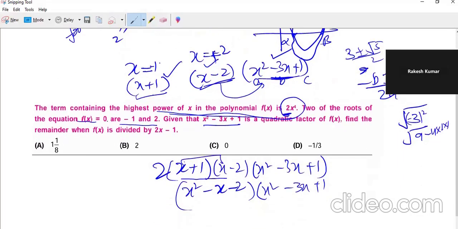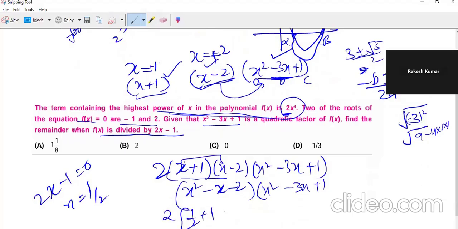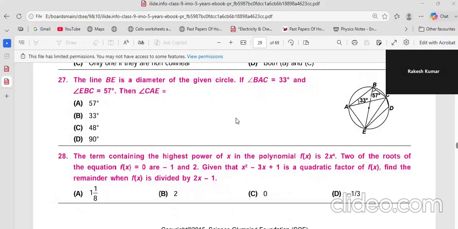Now he's saying find the remainder when f(x) is divided by this. The remainder theorem says that if you substitute 2x minus 1 is equal to 0, or x is equal to half, then you get the remainder. So just put 2 into half plus 1 into half minus 2 into half square minus 3 by 2 plus 1, and you will get this answer. 1 by 8, sorry, 1 by 8.